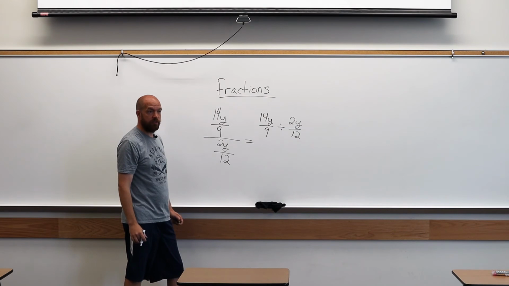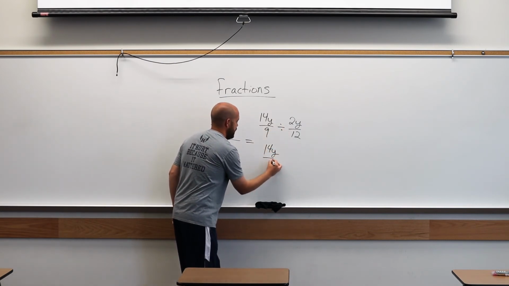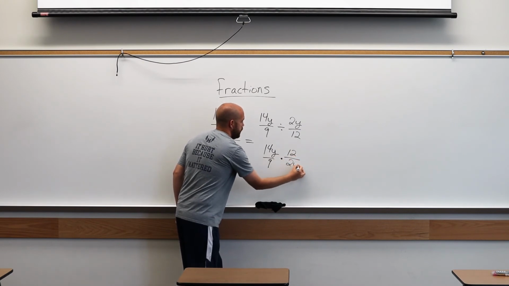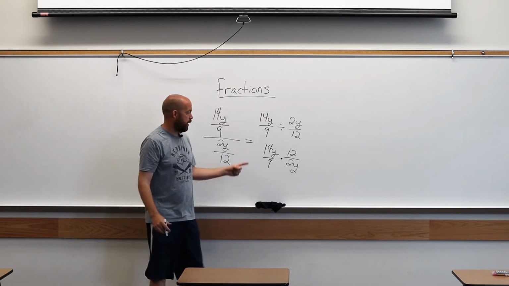Dividing fractions is as easy as pi. Flip the second and multiply. So we got 14y over 9 times 12 over 2y. And now I can try and reduce before I multiply across. It's going to make it a lot easier for us.